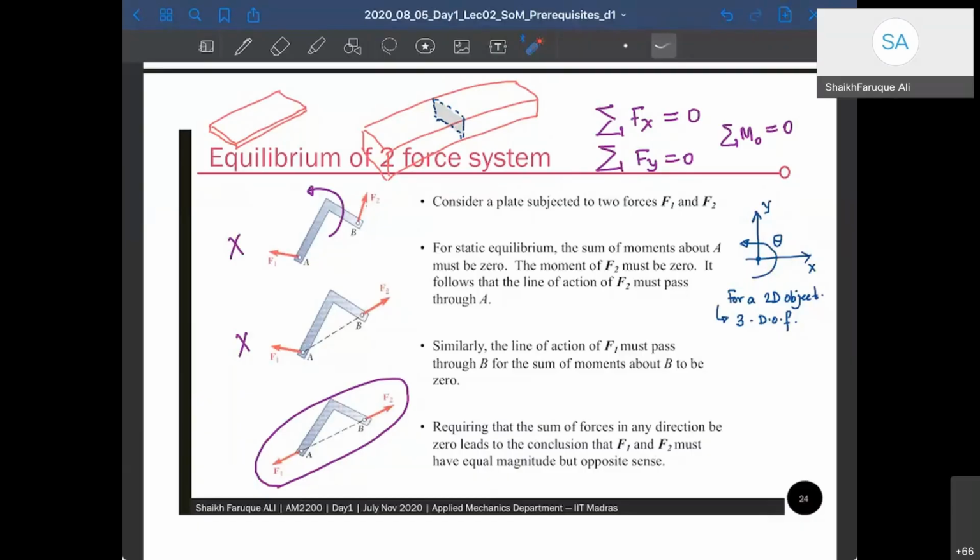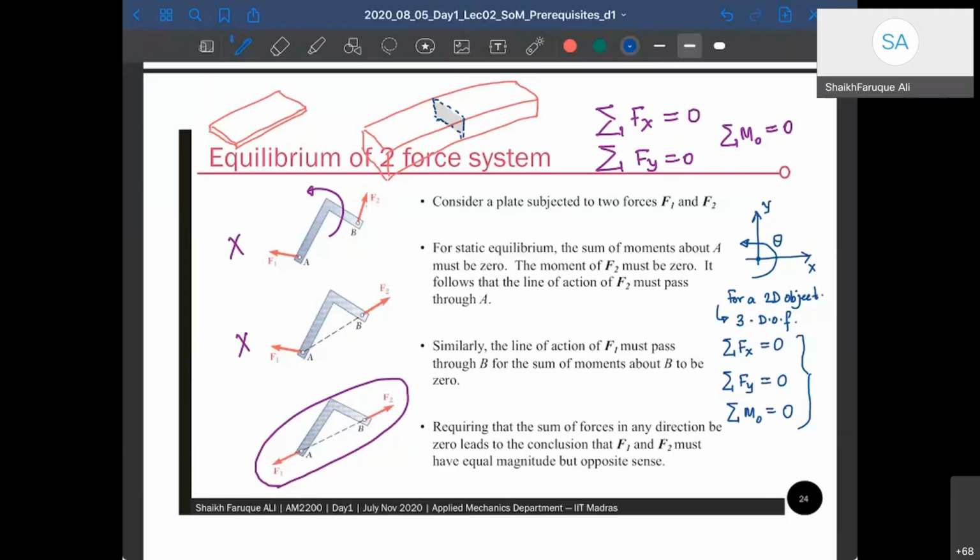So what happens is, if I put an equal force, the total summation of force on the body along x direction should go to 0. The total summation of force on the body along y direction should go to 0. And the total moment that we are applying should also go to 0, right? So these three are your conditions of equilibrium of a body in 2D. Remember, conditions of static equilibrium of a body in 2D.